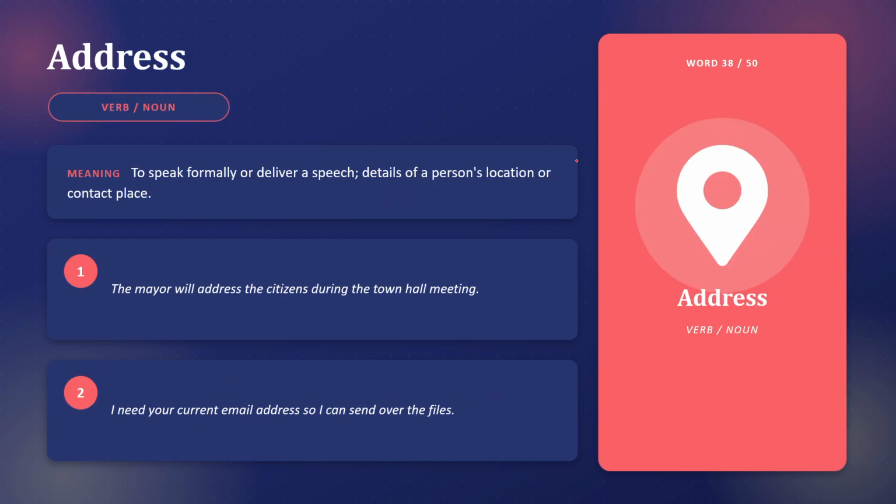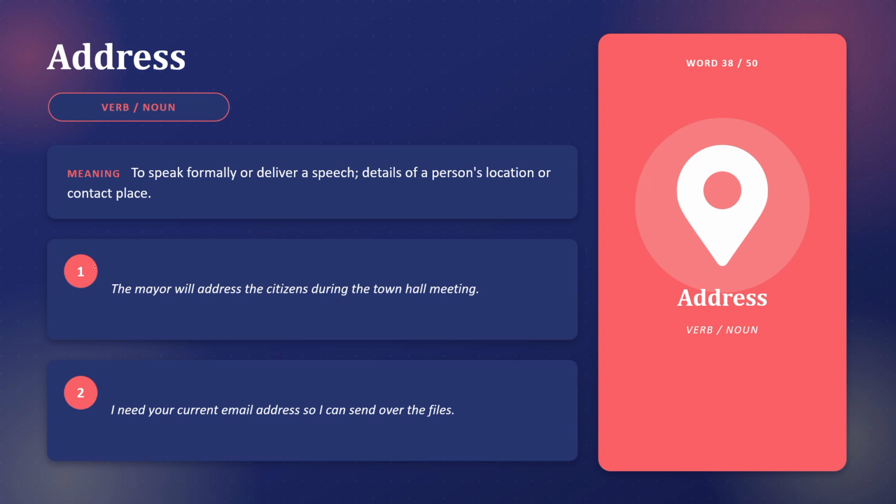Address. It has two parts of speech; it is both a verb and a noun. It means to speak formally or deliver a speech. By this meaning, it is a verb. And details of a person's location or contact place. By this meaning, it is a noun. Clear? The two meanings are separated by a semicolon.